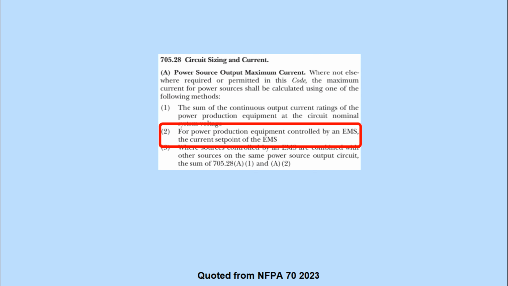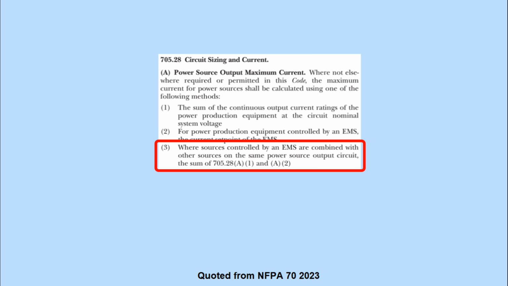2. For power production equipment controlled by an EMS, the current set point of the EMS. An EMS is an energy management system. The energy management system this refers to monitors the current at the source side of the main breaker and modulates the inverter output accordingly. So if there's high current being drawn from the grid, the inverter output is reduced to prevent the panel bus from being overloaded. The plot thickens.